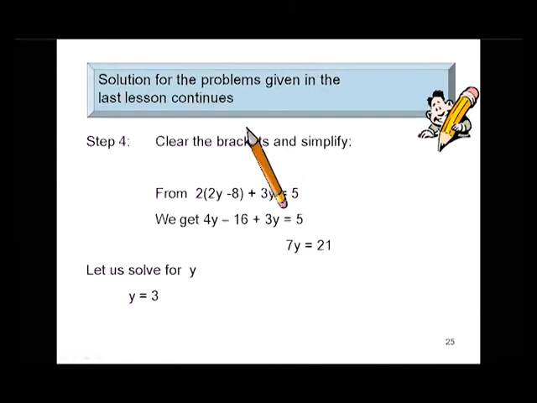Step 4. Clear the brackets and simplify. From 2 into (2y, take 8) plus 3y equals 5, we get 4y take 16 plus 3y equals 5. 7y equals 21. Let us solve for y. y equals 3.